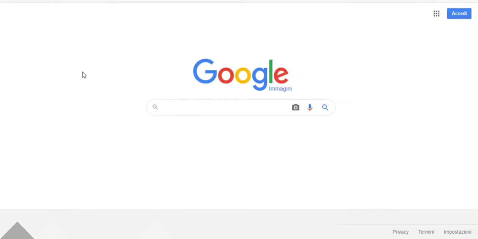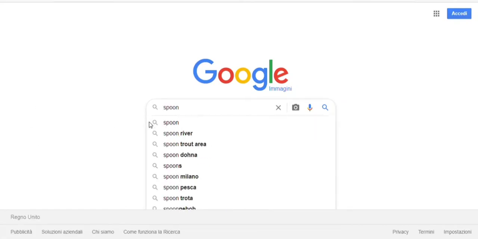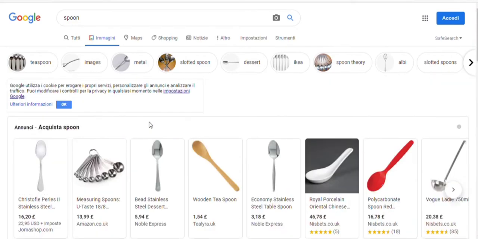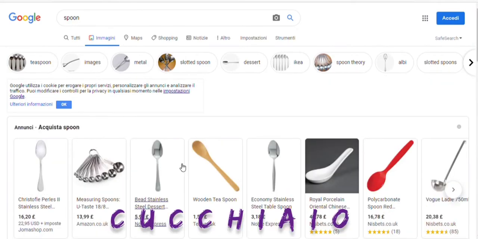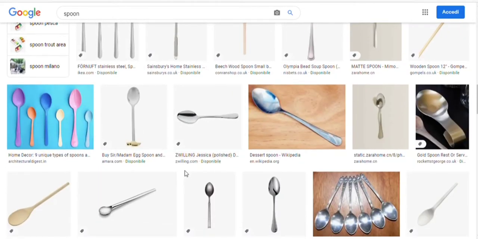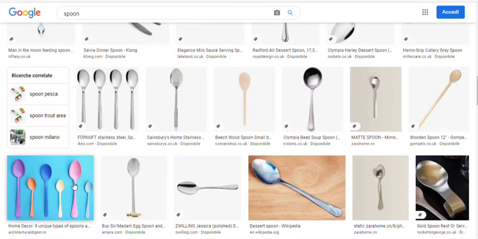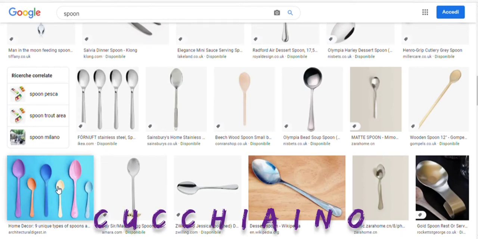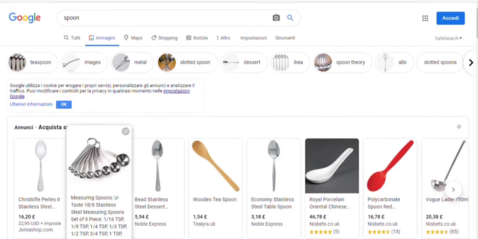So what do we have in our kitchen, girls? Spoon. Yes, we have spoon. So spoon is cucchiaio. That is bigger and that is small. So for the small spoon, which is teaspoon, we say cucchiaino. And the big one is cucchiaio. Okay, and what else do we have?